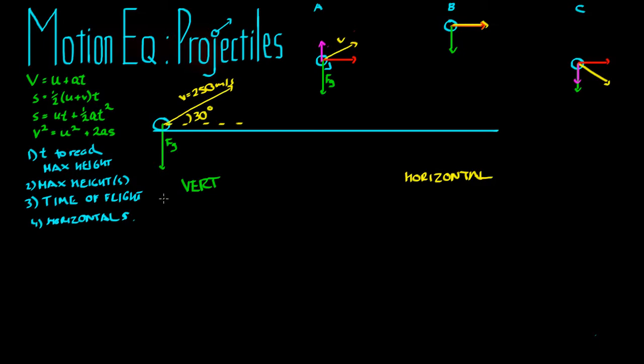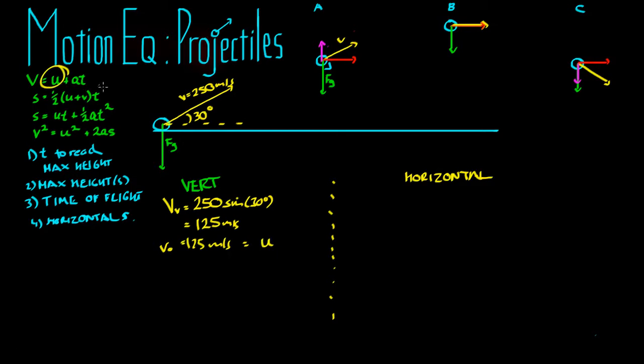The vertical component of a velocity acting at 30 degrees to the horizontal, where the velocity is 250 meters per second, is equal to, so vertical velocity components, 250 sine 30 degrees, since the vertical component is opposite to the angle. And this is equal to 125 meters per second. There is a big division between vertical and horizontal, so from now on we're only going to consider VV as simply V. So the initial velocity is 125 meters per second, and we can say that is U. That's the symbol we use in our formulas up here, but you can equally use V naught.